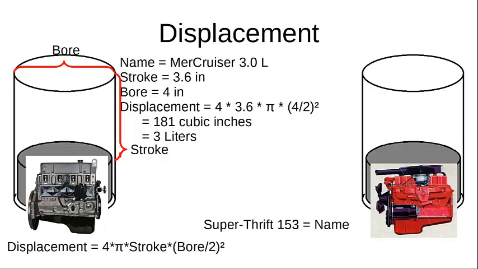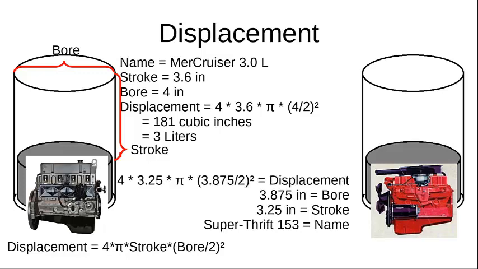And so watch how. The MerCruiser, that's the name, MerCruiser 3.0. But the Super-Thrift is called Super-Thrift 153. The names don't even look similar, right? Much less the 153 and the 3.0. Well, again, in the specs, it says that it has a stroke of 3.25 inches and a bore of 3.875 inches, right?